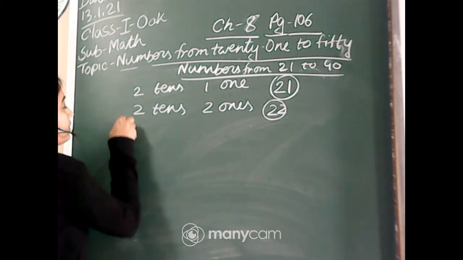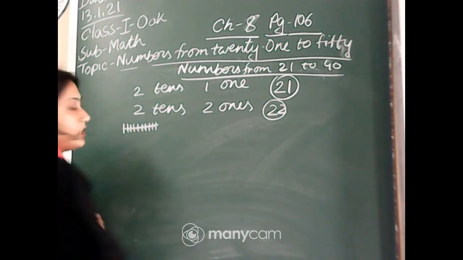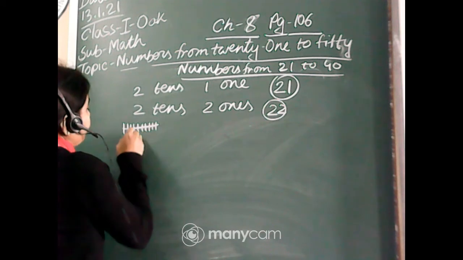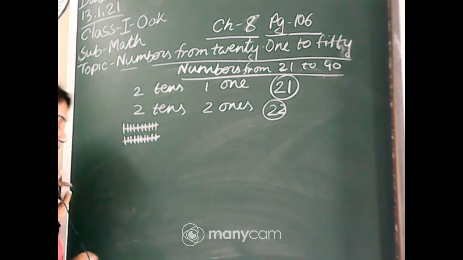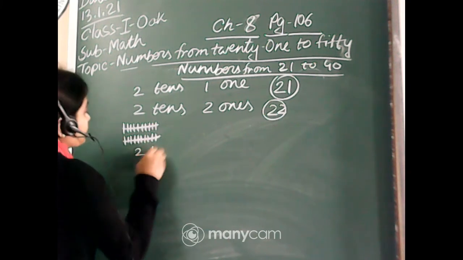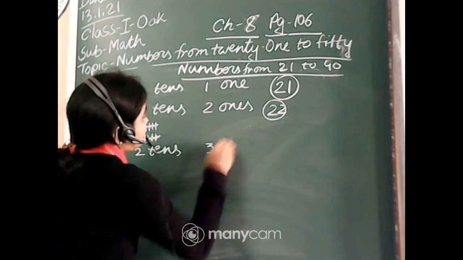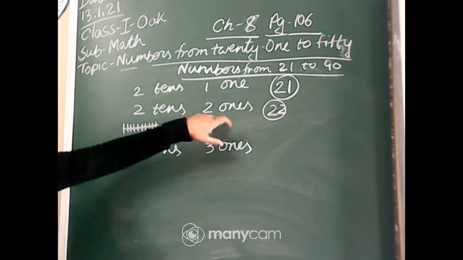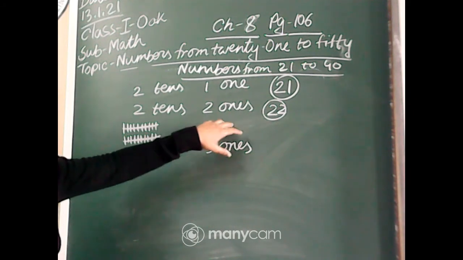Now here 2 tens. How to draw the bundle of tens? In this manner: 1, 2, 3, 4, 5, 6, 7, 8, 9, 10. It is a bundle of 10. And another bundle of 10: 1, 2, 3, 4, 5, 6, 7, 8, 9, 10. This is 2 tens and 3 ones. But in the ones room no matchstick has been drawn. So you have to draw 3 ones.